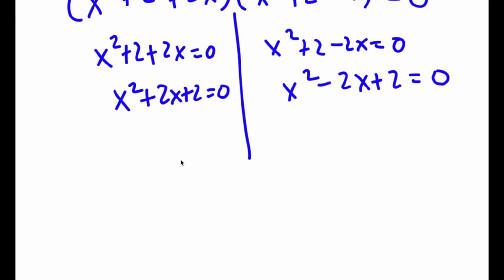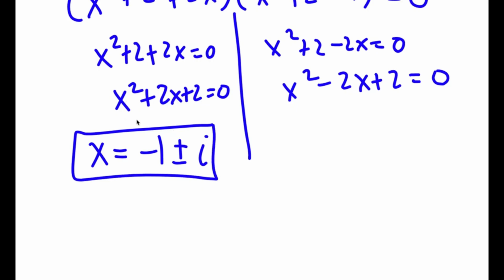So I'm actually not going to waste your time and put these in the quadratic formula. I'll just say that if you go ahead and plug this into the formula and simplify, you get that x is equal to -1 plus or minus i. So these are the two solutions for x squared plus 2x plus 2 equals 0. And for x squared minus 2x plus 2, you get x is equal to i plus or minus 1.